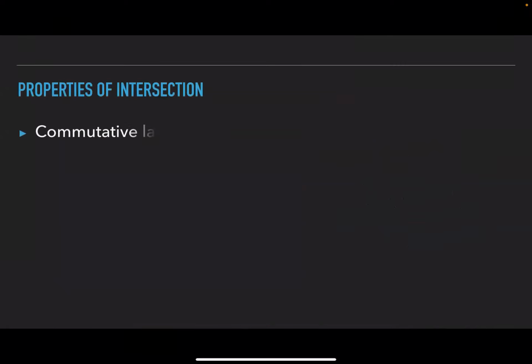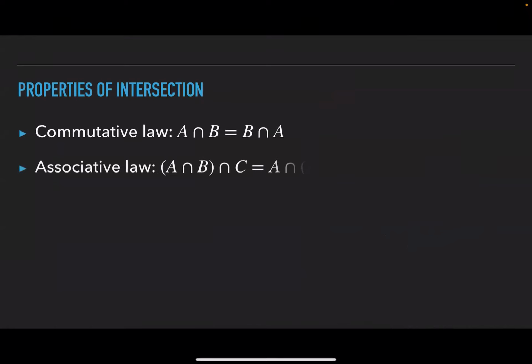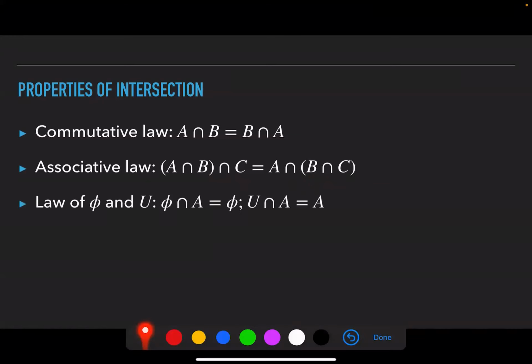Okay, properties of intersections. Here the commutative law holds good: A intersection B is B intersection A. The associative law will also hold. When you have 3 sets, you can first take the intersection of A and B and then intersect with C, or you take the intersection of B and C first. You will get the same result. Then the law of the empty set and universal set: A intersection phi is phi. Do you understand this now?